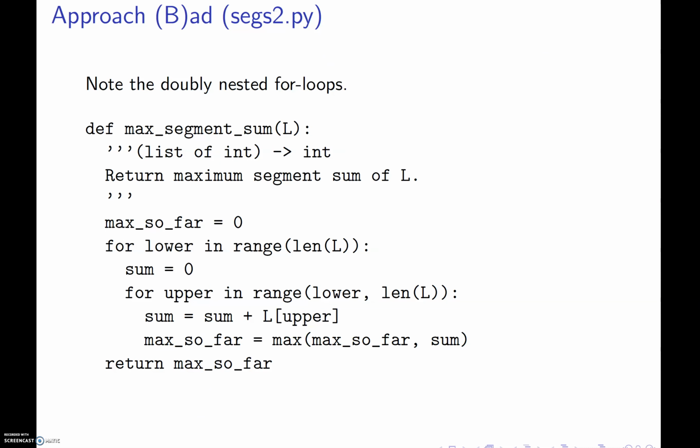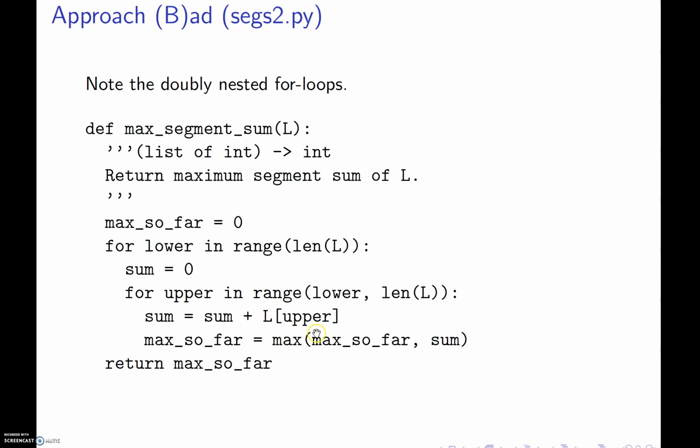So now we have basically almost the same algorithm written. It's just we don't have triple for loops any longer. We have the max so far. We're taking lower in the range of the length of L, the length of the list. Sum gets initialized to 0, but now we only have this upper value in that range of lower up to the length of the full list.